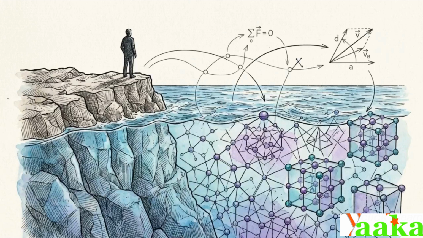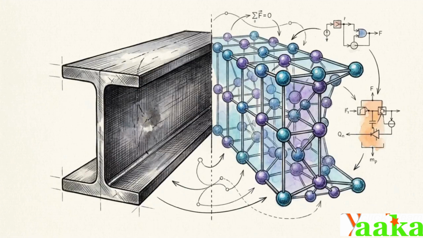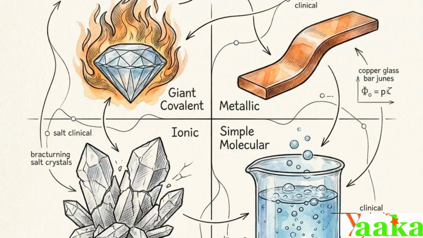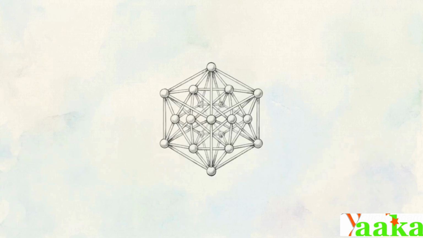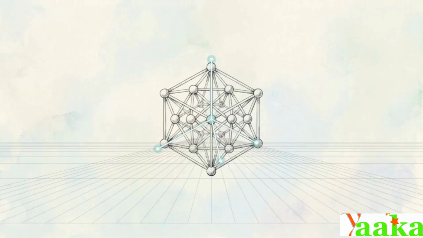The microscopic forces dictate the physical state of the environment we navigate every day. The macroscopic world is entirely governed by microscopic rules of attraction and repulsion. Whether you are observing the extreme melting point of a diamond, the malleability of copper, the brittleness of salt, or the boiling point of water, the properties you see are a direct result of chemical bonding and molecular geometry.